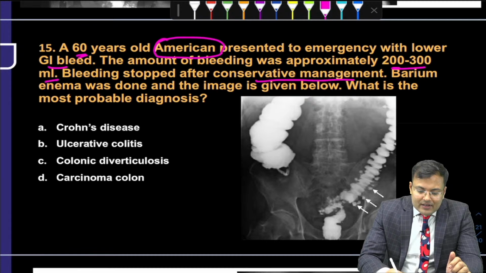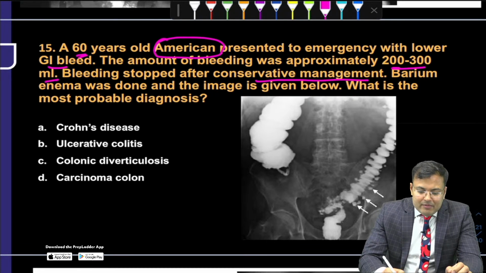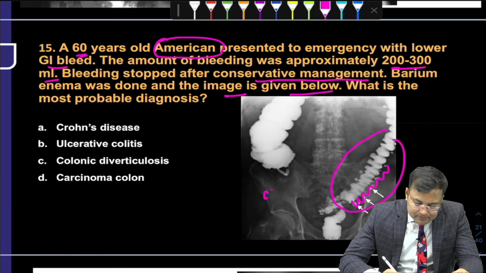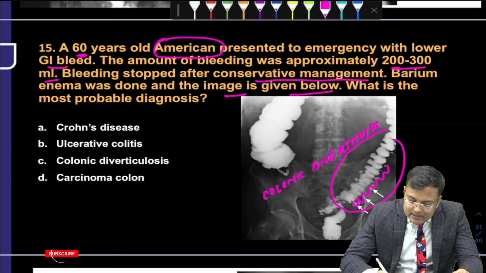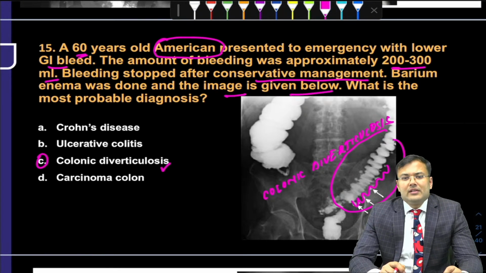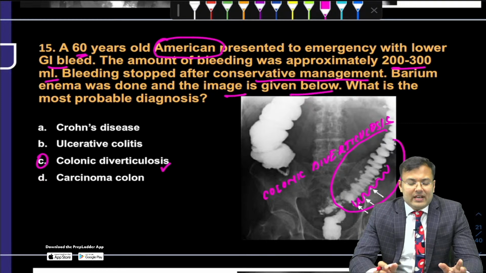So, this is colonic diverticulosis. Bleeding stopped after conservative management. Barium enema was done. Image is given below. What is the most probable diagnosis? Here you can see this is a sawtooth appearance, and it is seen in colonic diverticulosis. So, the correct answer for this question is option C.